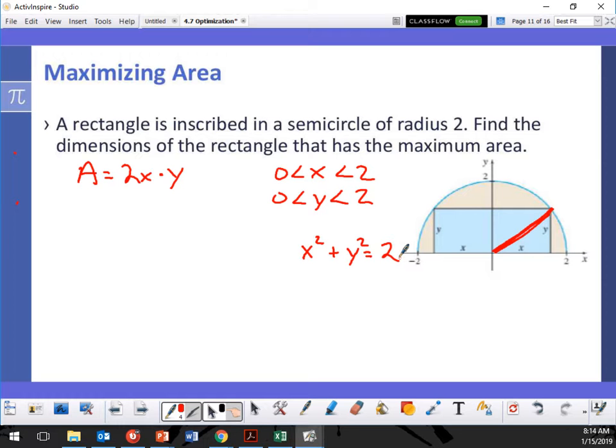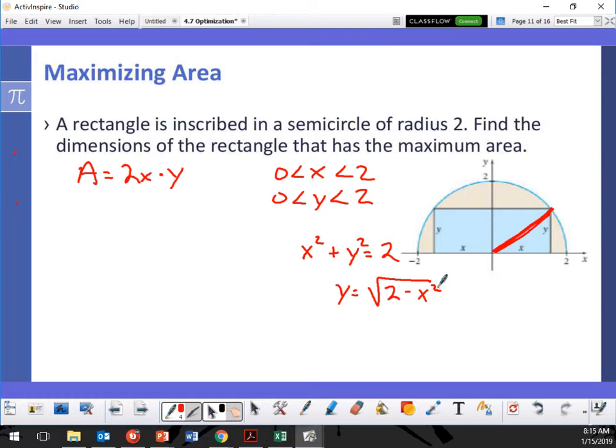So let's go through it. What do you want to get rid of? Let's get rid of y. So we're going to isolate for y. So y equals the square root of 2 minus x squared, because I have to move the x squared to the other side. So it's 2 minus x squared, and then the square root of it.